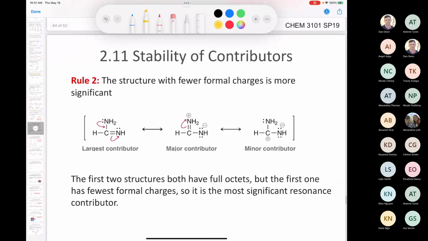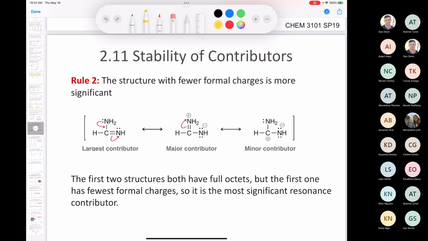The second rule is we always try to avoid having multiple formal charges. You don't want to have a pile of formal charges in your resonance structure. If you look at these 3 resonance structures here, there's nothing wrong with any of them. They're all perfectly legitimate.